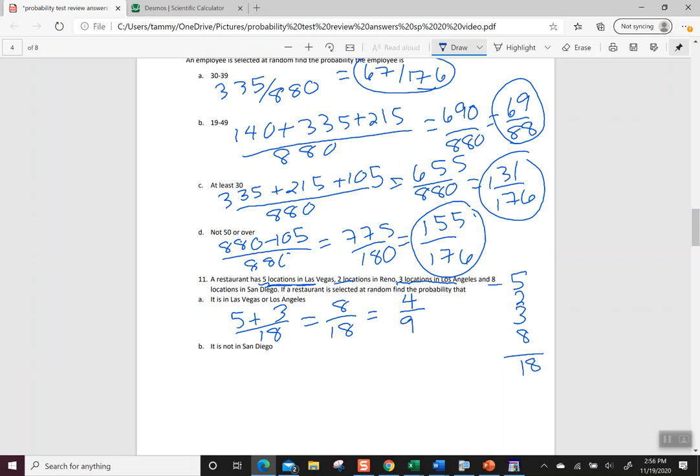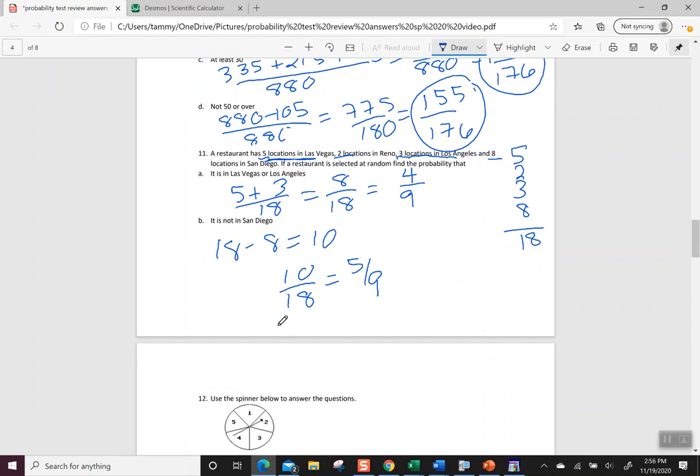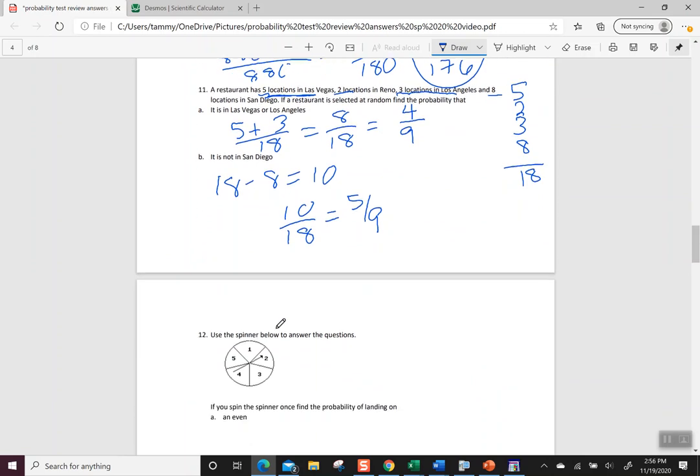And then it says not in San Diego, so when you look it says there are 8 in San Diego, so 18 minus 8, that says there's 10 that are not in San Diego. I have 10 over 18. Again, I'm just going to divide by 2, which is 5 over 9. You're free to go over and use Desmos anytime though, so if you don't want to do the fractions, just plug it in the calculator.